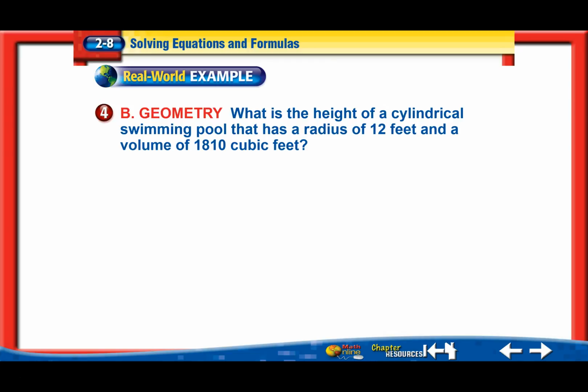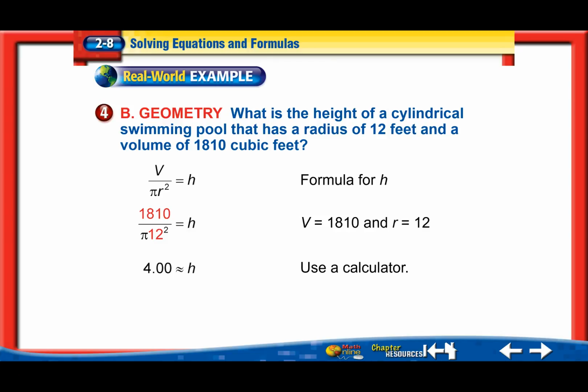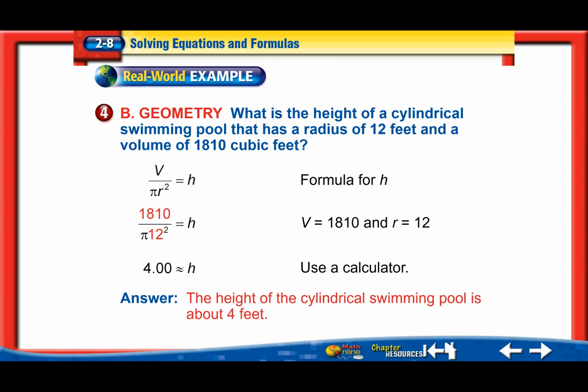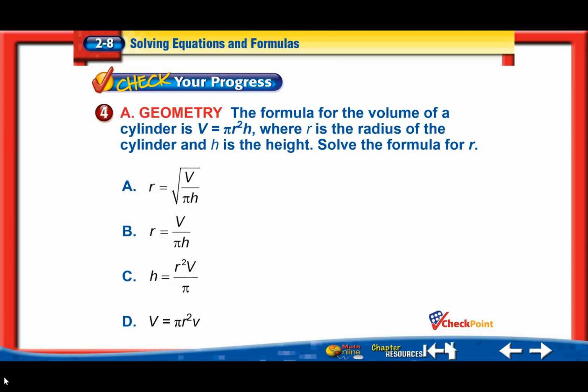All right, what is the height of a cylindrical swimming pool that has a radius of 12 feet and a volume of 181 cubic feet? So we take our formula that we just created. We punch in the numbers. We square the base down there. Just put it into your calculator. Ta-da! The height of the cylindrical swimming pool is about 14 feet. All right, pause this one, give it a shot.